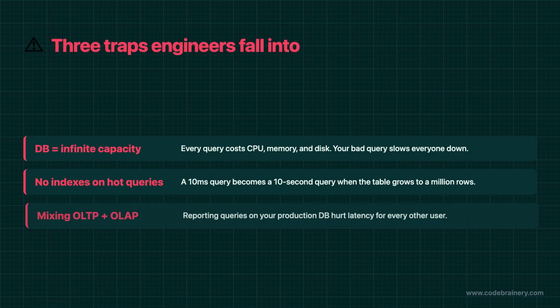3 traps engineers fall into. 1. Treating the database as infinite. Every query costs CPU, memory, and disk. 2. No indexes on hot queries. A 10 millisecond query becomes 10 seconds when the table grows. 3. Mixing transactional and analytical workloads. Reports on your production database hurt everyone's latency.